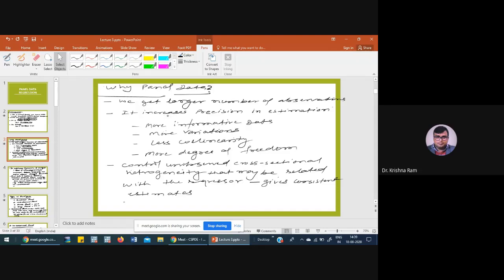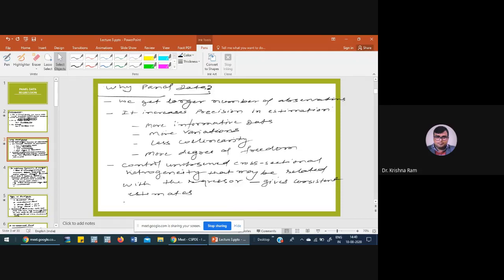The second advantage is that it increases precision in the estimation. That is because we get a more informative data set having higher variation, suffering from a lesser degree of correlation or no correlation. And of course, you will have a higher degree of freedom. So these are the reasons which increase the accuracy of our estimation.